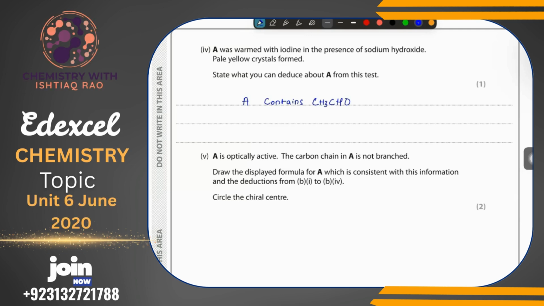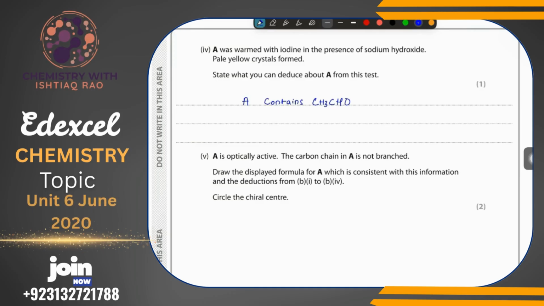Next, A is optically active. The carbon chain in A is not branched. Draw the displayed formula for A which is consistent with this information and the deductions from B1 and B4. So they want us to draw the displayed formula of A.